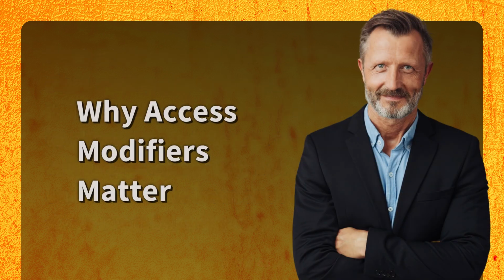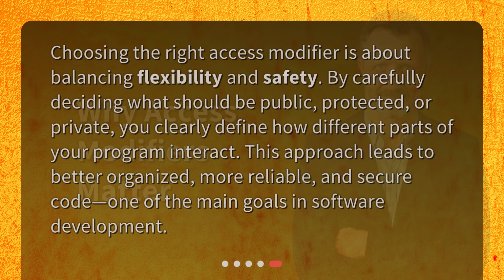Why access modifiers matter. Choosing the right access modifier is about balancing flexibility and safety. By carefully deciding what should be public, protected, or private, you clearly define how different parts of your program interact. This approach leads to better organized, more reliable, and secure code, one of the main goals in software development.